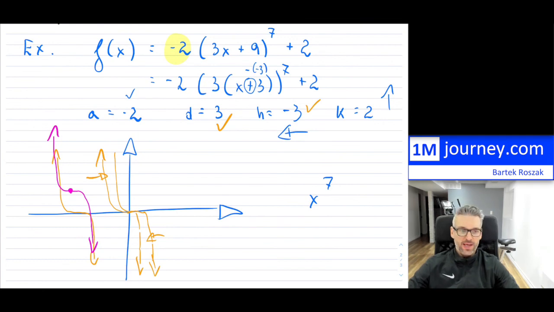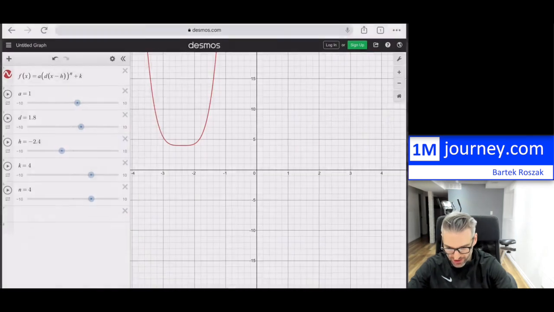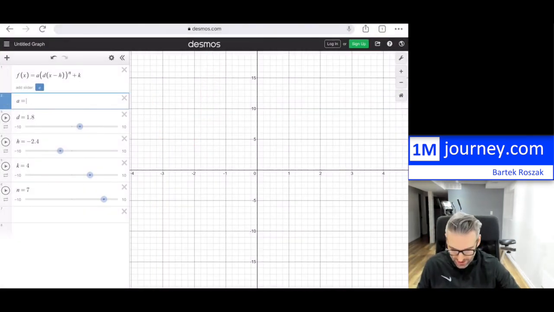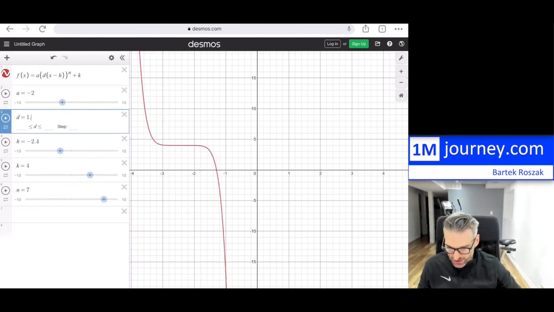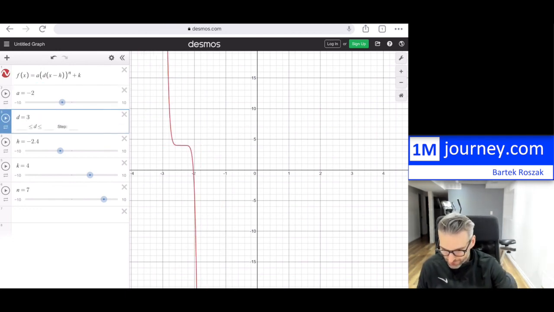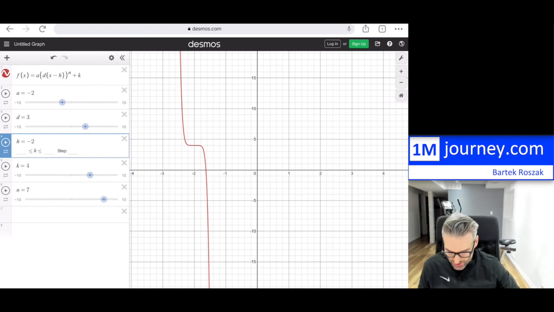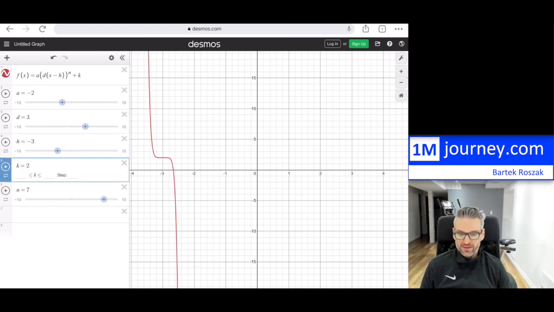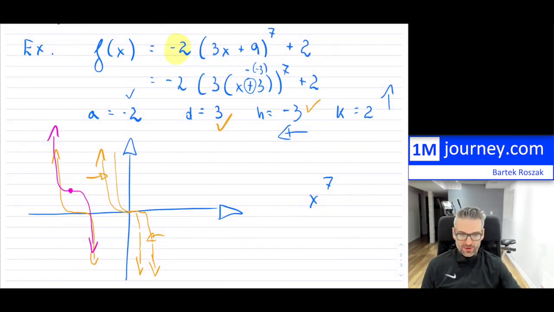All right, let's check it out. Let's see what happens if we actually graph it. So this was to the 7, a was -2, d was 3, h was -3, and k was 2. And there you have it. We were dead on. That's how it would look, and you can do that with any of these power functions.